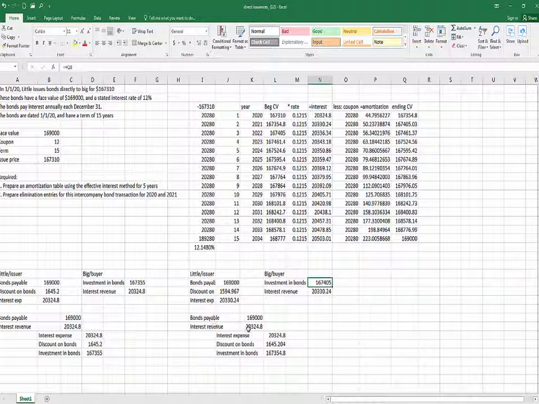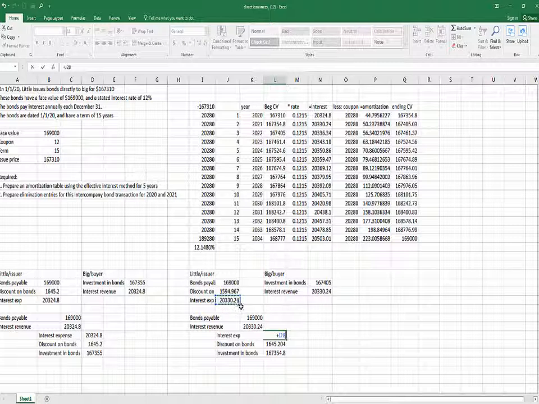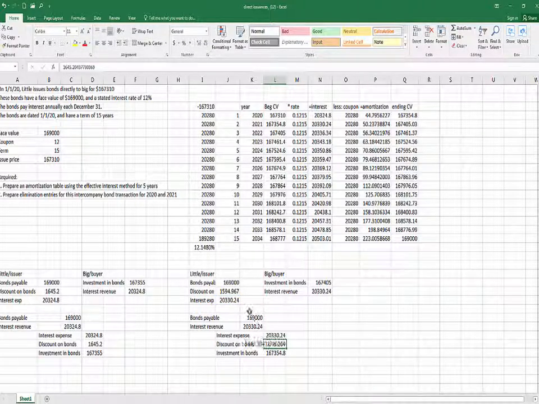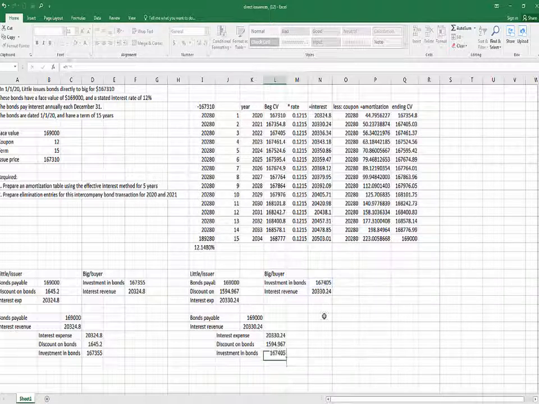And I've already got the account titles just waiting for me. Interest revenue, 20,330.24. Interest expense, same thing. Discount on bonds, and investment in bonds. Okay, so there's our solution to the direct issuance, where one party issued bonds directly to the related party.